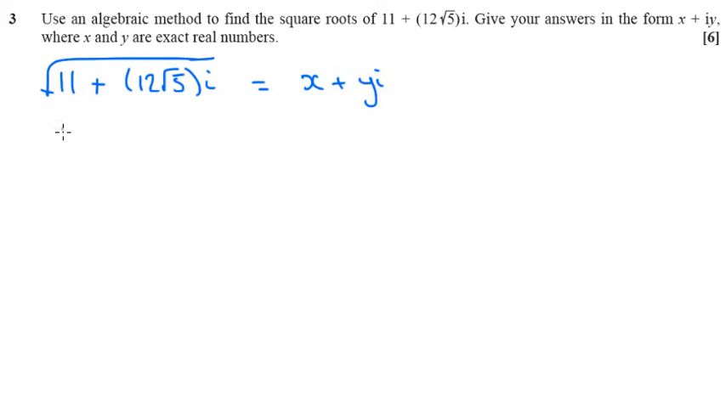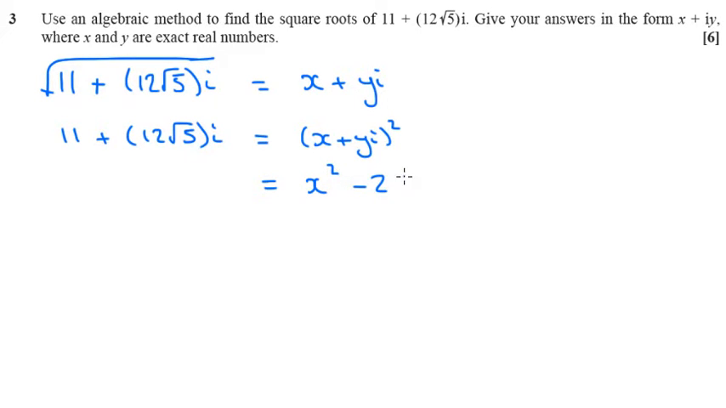If we square both sides, we'll get that this is equal to x plus yi all squared, which we can expand, and we'll get x squared, minus y squared, because we'll have yi times yi, and we'll have 2 lots of xyi.